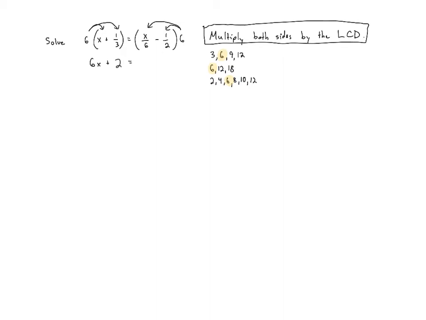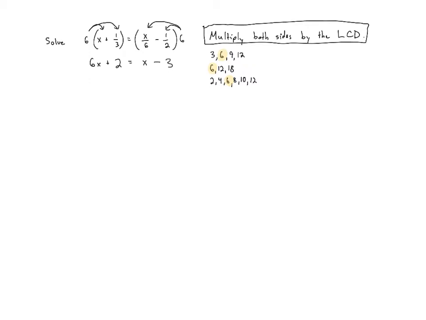Let's do the same thing on the right-hand side. 6 times x gives us 6x, and 6x divided by 6 gives us x. Then we have minus 6 times 1 is 6. Divide that by 2, we get 3. So when we multiply both sides of this equation by the LCD, we're left with 6x plus 2 equals x minus 3, which is much simpler than what we started with because we no longer have fractions.